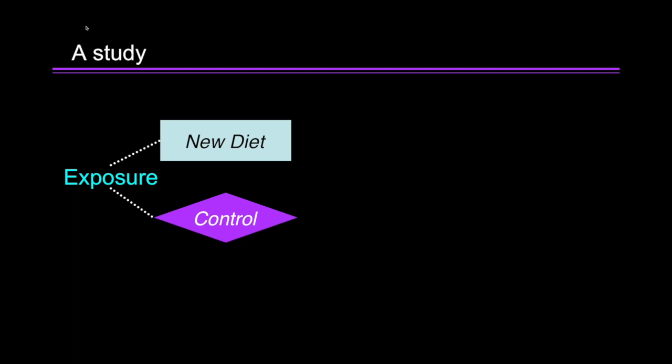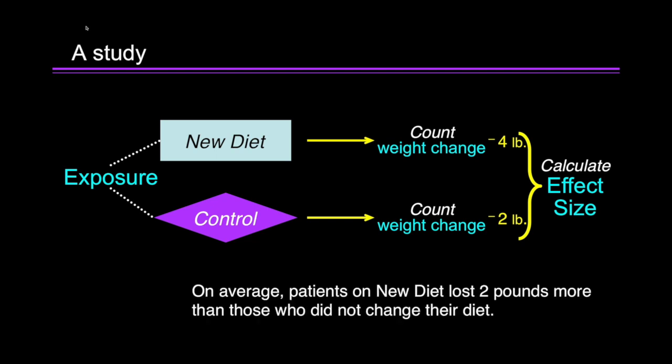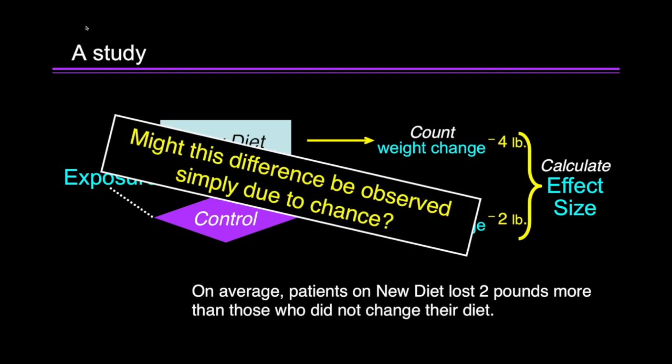Consider the following study. Patients who are overweight are exposed either to a new diet or to stay on their same diet. They're the controls. We follow them over time and we count the weight change. And let's say we find the patients exposed to the new diet lose 4 pounds, while patients on their regular diet lose 2 pounds. We go ahead and calculate the effect size, and we say, on average, patients on the new diet lost 2 pounds more than those who did not change their diet. Now, the question I want to address now is, might this difference be observed simply due to chance? Well, let's consider the role of chance.